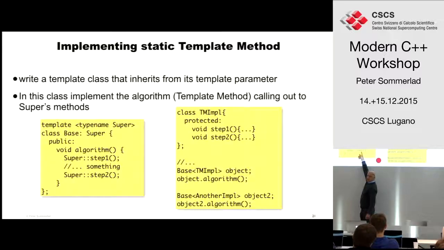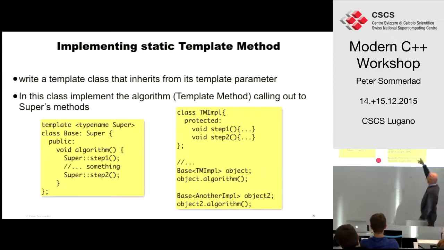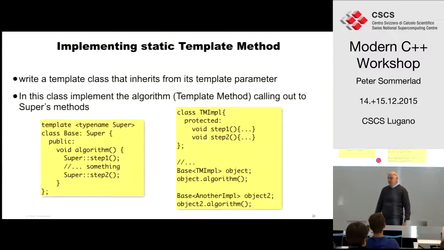If you miss step 2, the compile error will happen here, but it will then say instantiated from here, and then you will know where the problem is. But the problem actually is in the TM impl class. So it's not that you don't get a compile error, you just get a slightly more complicated compile error than it would come with concepts.